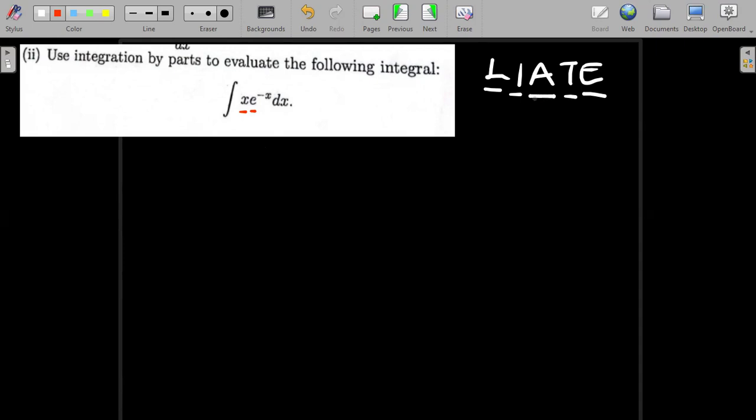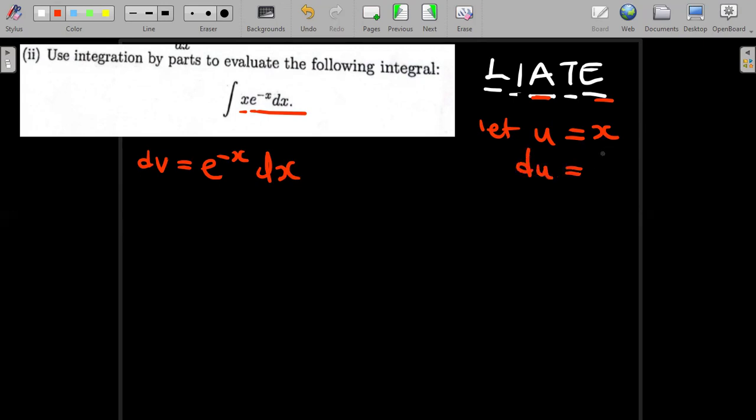So now we see that A comes before E, so meaning you let x there be your u. So you say let u equal to x. Then whatever has remained, the e to the negative x dx here, is going to be your dv. So you say dv should be equal to e to the power negative x dx like this. So here I will differentiate. So I'll get du equal to, I differentiate x, just get 1, and that remains with dx.